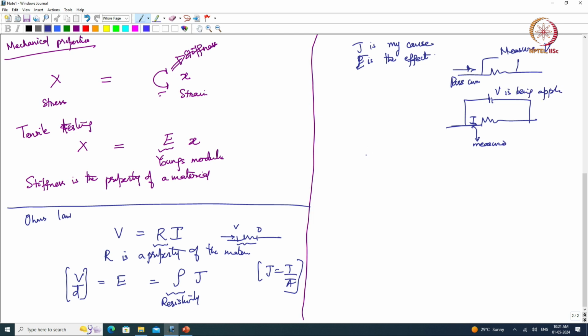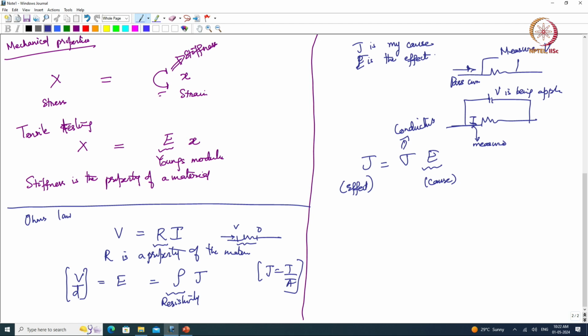Then I have the standard Ohm's law written as J equal to sigma E. Here E is my cause, J is my effect, and what I have is actually the conductivity of the material. So it is not resistivity, it is conductivity. Very technically speaking, I am going to argue that resistivity and conductivity are inverse of each other in a linear case.